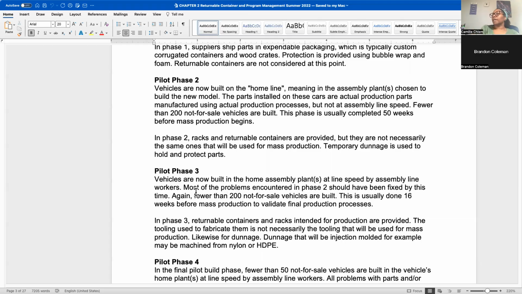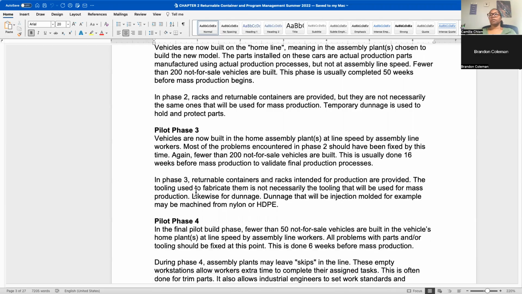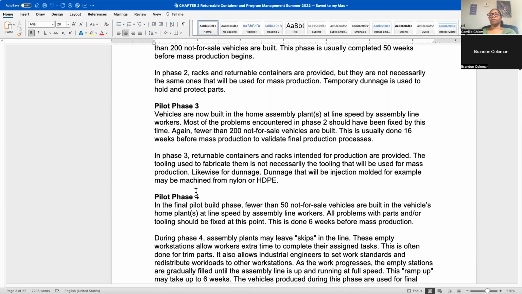Okay, so again, for phase 3, these are built at the assembly line, and now you're testing this to see how it works on the line with the line workers. So it's more about looking at what this is going to look like when you're in production.